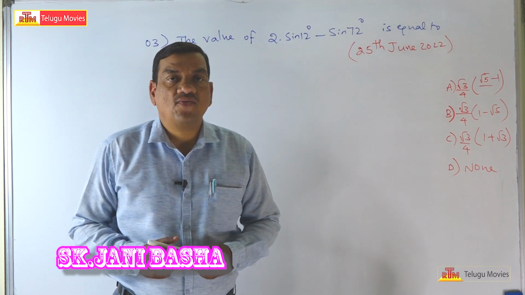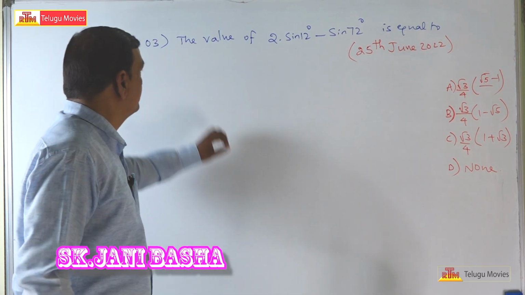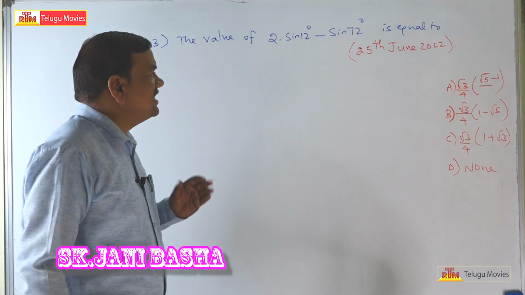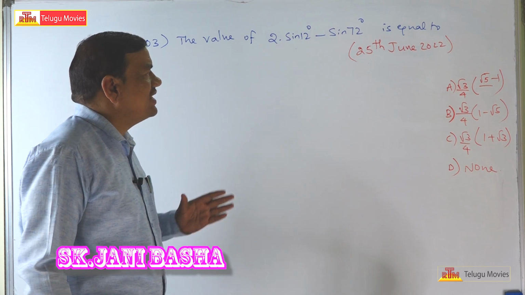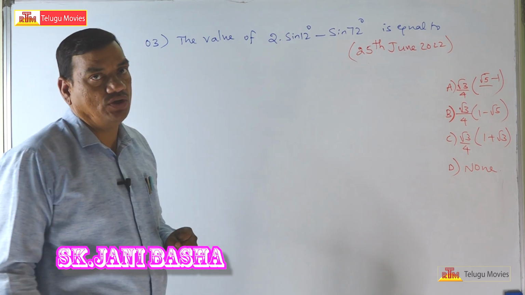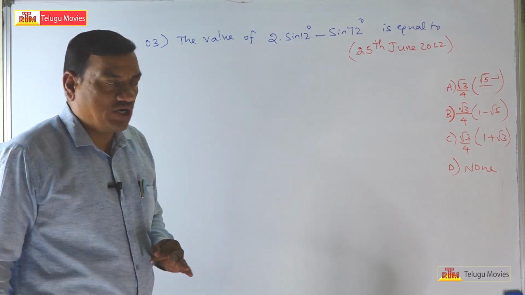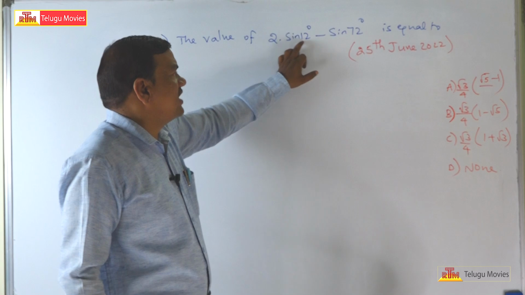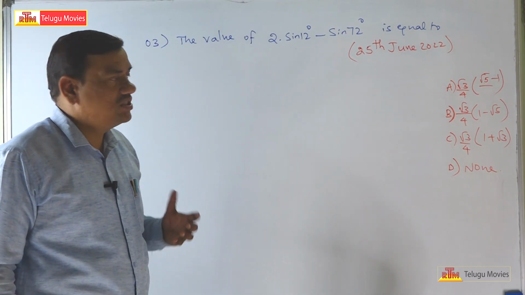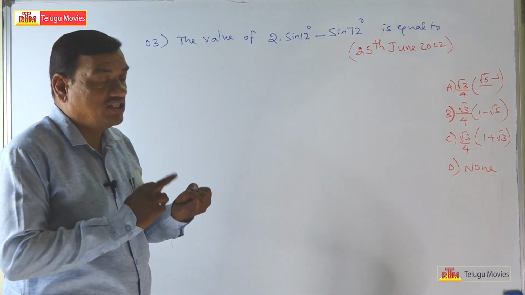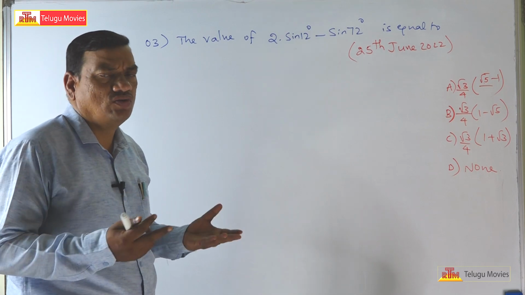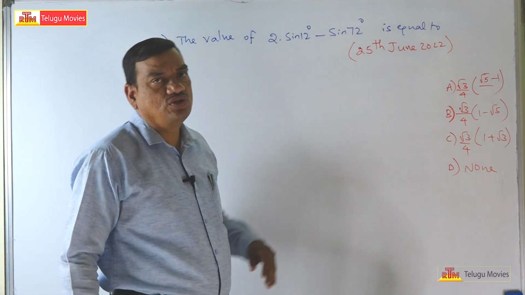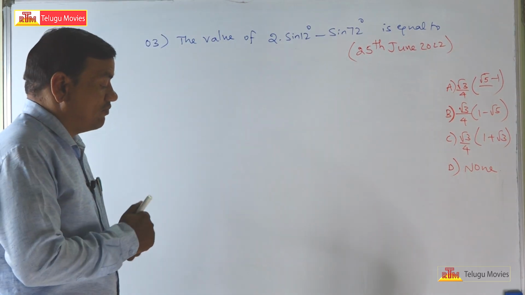Dear students, welcome to the third problem. The value of 2 times sin 12 degrees minus sin of 72 degrees is equal to. The problem is from trigonometry, very clear. So how to solve this problem? This is sin 12 degrees, an unknown angle, but the known angles are 30, 60, 45, 90, 180, 360. Those angles we know. Sin 72 is also somewhat of an unknown angle.